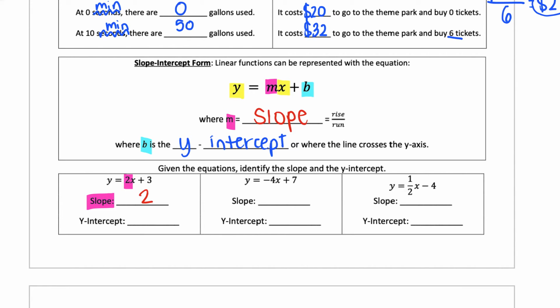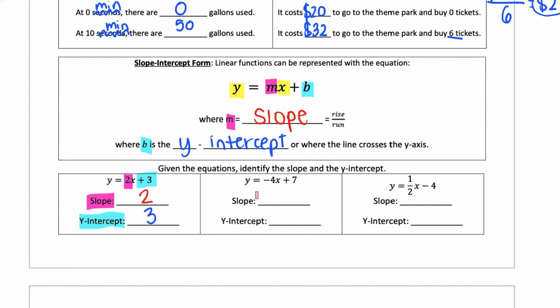The y-intercept is the number or the constant that is either being added or subtracted onto that x value. So we can see that we're adding 3. That means the y-intercept would be positive 3. If you think you get the hang of it, go ahead and try the next few. Pause the video and press play to check your work.